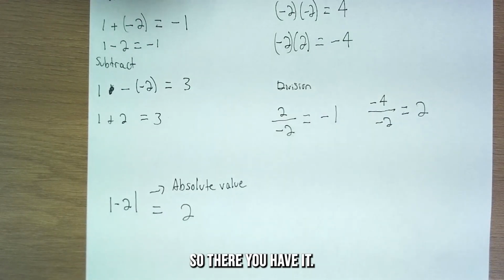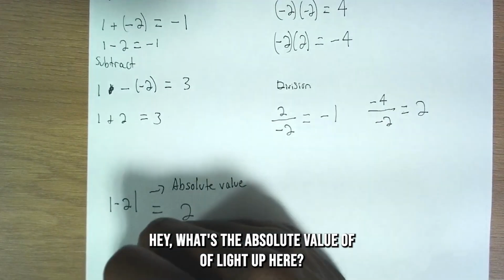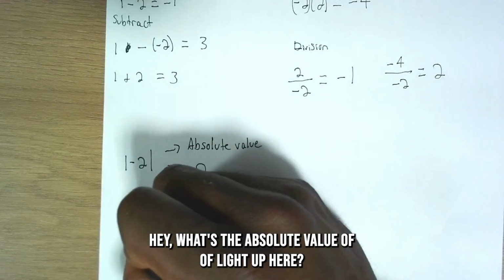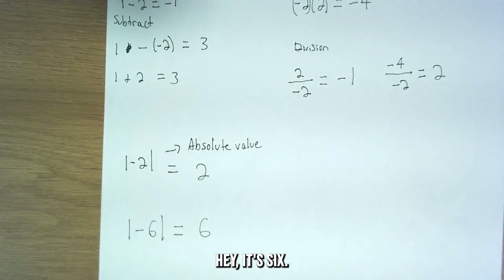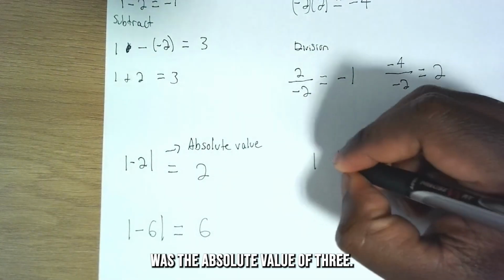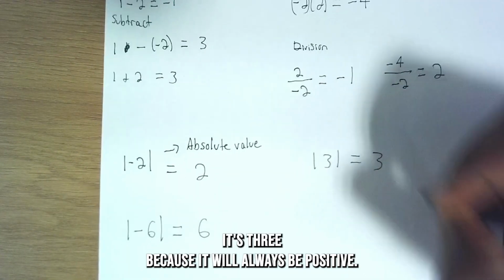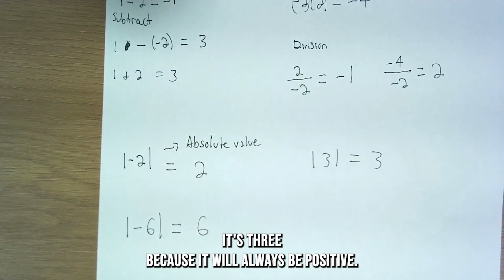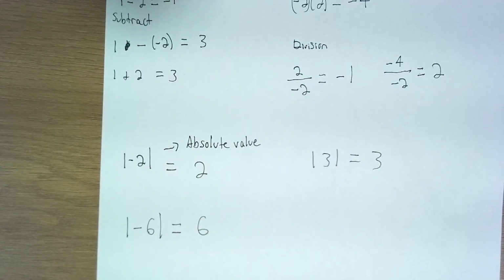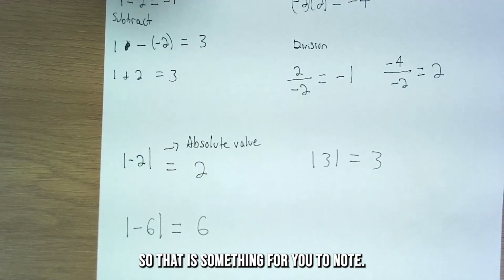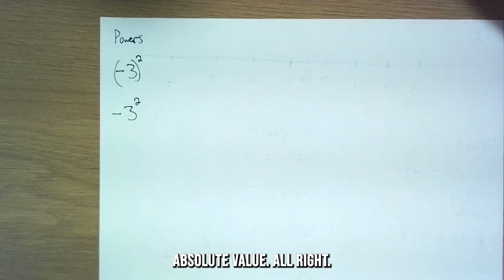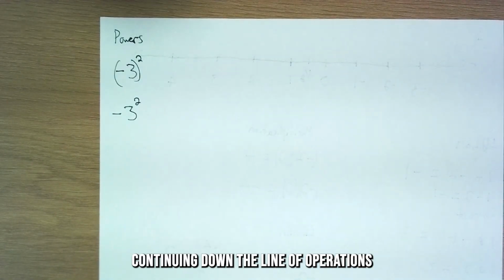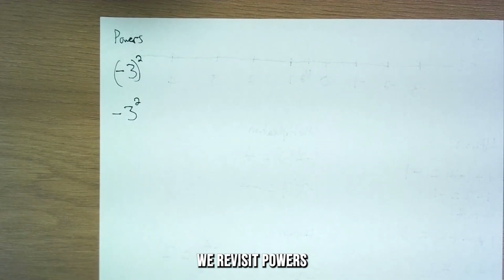So there you have it. What's the absolute value of, I'll slide up here, -6? It's 6. What's the absolute value of 3? It's 3, because it will always be positive. So that is something for you to note. Absolute value. All right, continuing down the line of operations, we revisit powers.